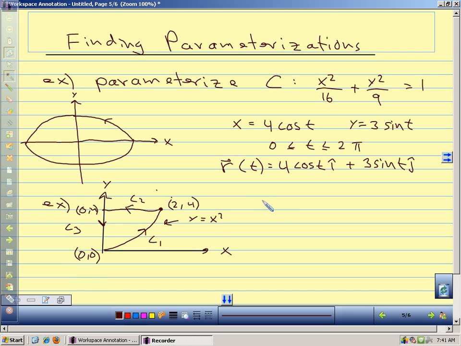So for C1, what would be a good parameterization for the first curve here? Instead of roots, let's go the other way. x equals t, y equals t squared, and we're going to let 0 less than or equal to t less than or equal to 2. So that'll take us along that curve.